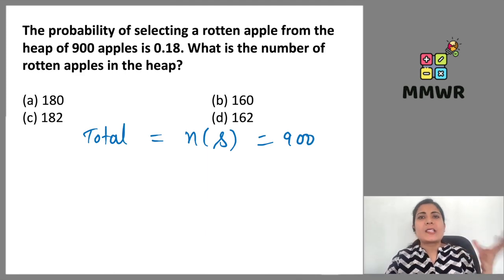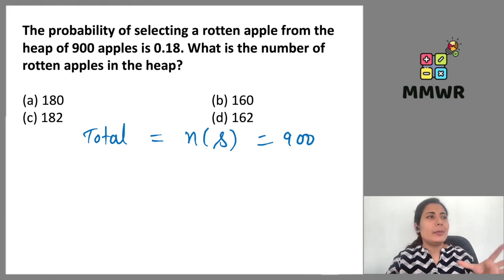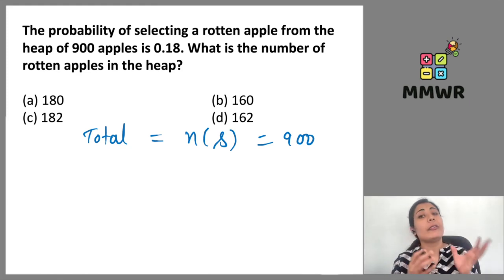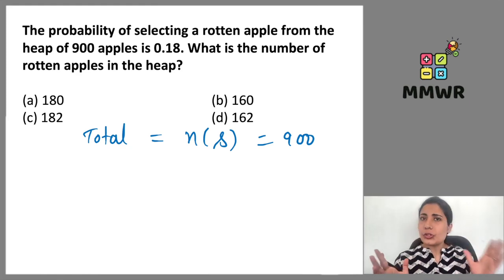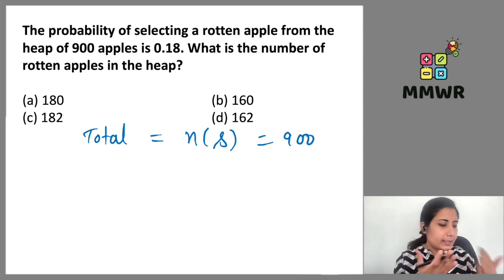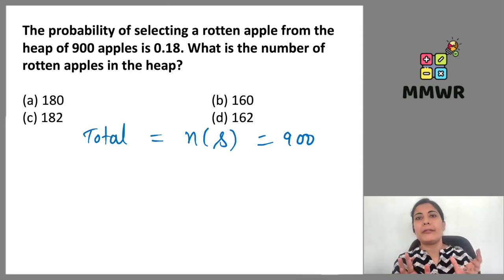But in this, the experiment is of this type: a heap of apples is kept, and in that, a few of them are rotten apples and a few are good quality apples. So we have two categories, but we have to sort them out. We don't know exactly which one is rotten. We have to check each and every apple.